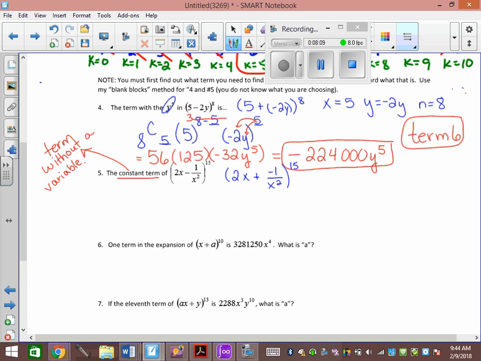Okay? So let's fill in what we do know. We know n is 15. So we get 15C, the only thing we don't know is k. We know x is 2x to the 15 minus, we're not sure, and then negative 1 over x squared to the, we don't know. We agree?